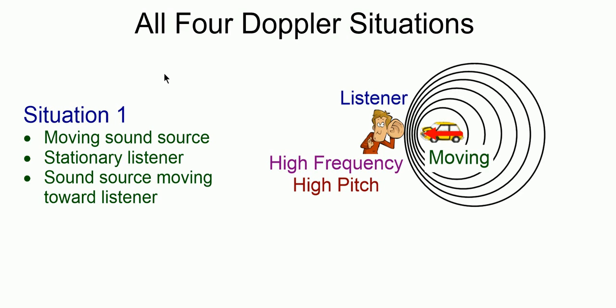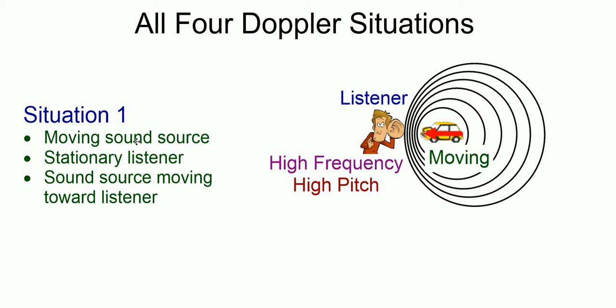Now, of course, we're studying the Doppler effect. That's where the movement of objects changes the frequency of sound, and therefore changes its pitch. Turns out there are four separate Doppler situations, and we'll go through all four here. Now, situation one you've seen before. Let's go through it here quickly.